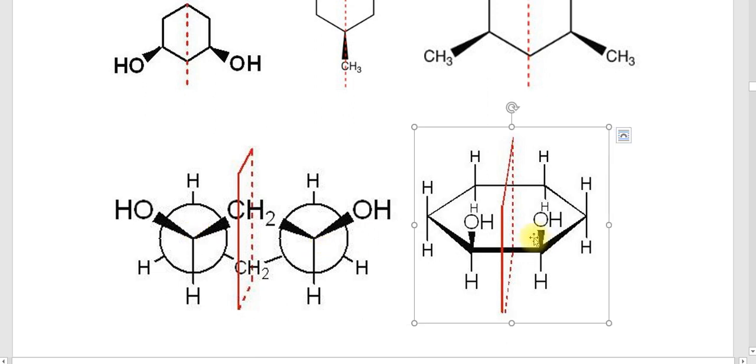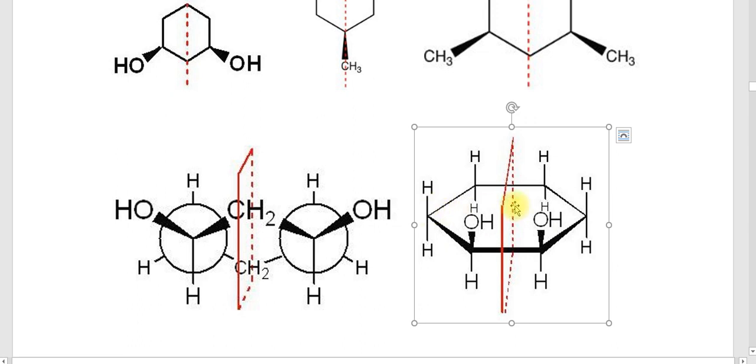In the case of this molecule, what will happen if we consider a plane like here? It will divide this molecule into two halves. But the problem is that this part of the molecule will not be the mirror image of the second part. Why? Because here the two hydrogen atoms are seen and here the two OH groups are seen.